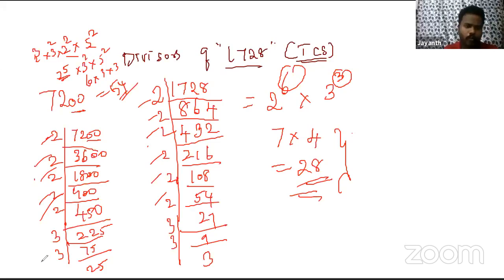Yes. How many threes do you have? 2 threes, 3 square. 25 you can write as 5 square, right? 5, one more 5. So 5 square. So 5 plus 1 which is 6, 2 plus 1 which is 3, 2 plus 1 which is 3. So it is 6 into 3 into 3, which is 54.